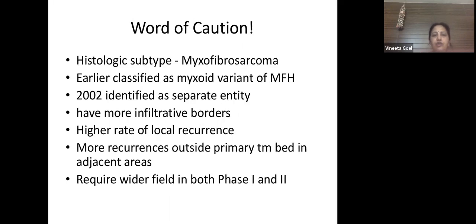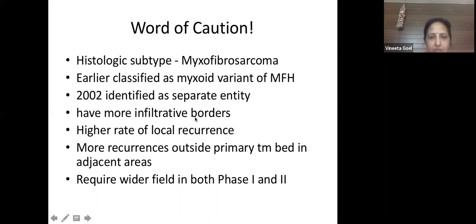I want to give you a word of caution here: we still do not have a deeper understanding of the margin and the doses required pertaining to a specific histopathological subtype of soft tissue sarcoma. There is a histopathological subtype of sarcoma called myxofibrosarcoma. It was earlier called the myxoid variant of MFH. In 2002, it got a separate name, myxofibrosarcoma.